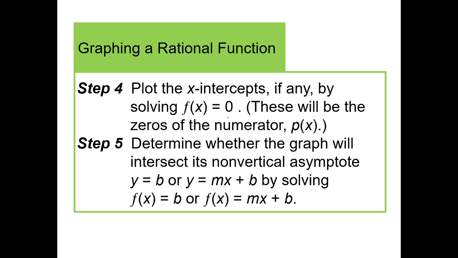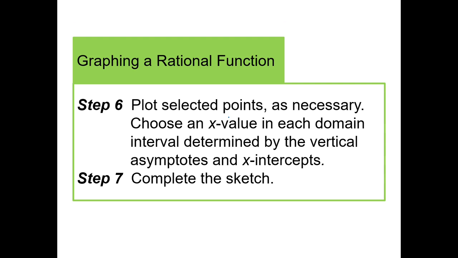Step 4. Plot the x-intercepts, if any, by solving the equation f of x equals 0. These will be the zeros of the numerator, p of x. Step 5. Determine whether the graph will intersect its non-vertical asymptote, y equals b, or y equals mx plus b by solving f of x equals b or f of x equals mx plus b. Step 6. Plot selected points as necessary. Choose an x value in each domain interval determined by the vertical asymptotes and the x-intercepts. Step 7. We can finally complete the sketch.